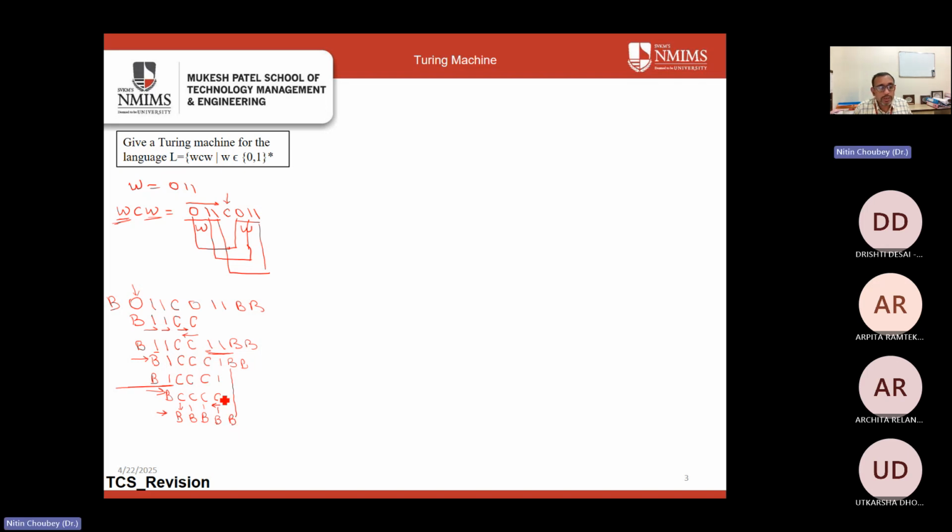So what does it mean? Your second input, which was also W, has already been erased for all symbols available in the first W, which means the pattern was of the type WCW. Okay. Is this clear with the logic? If yes, we'll go with the construction of the Turing machine for this.